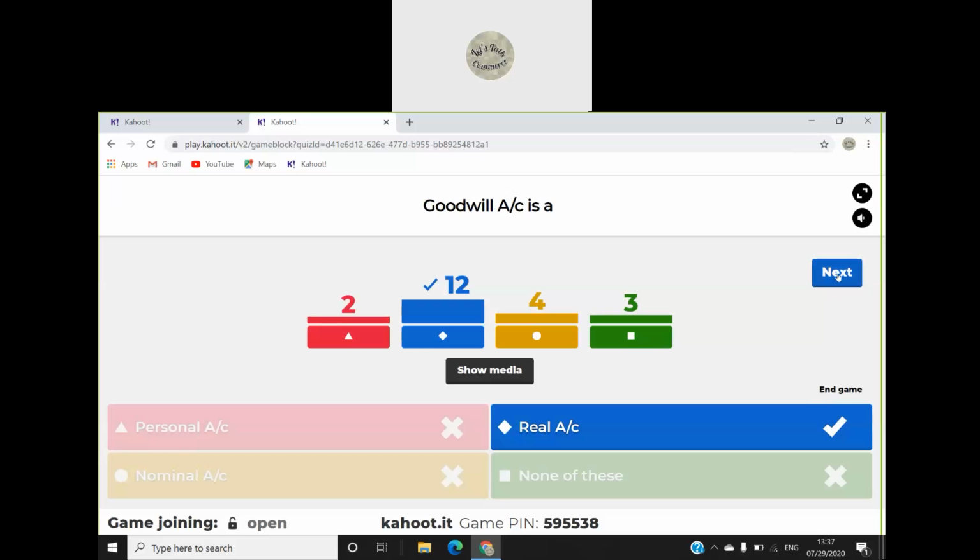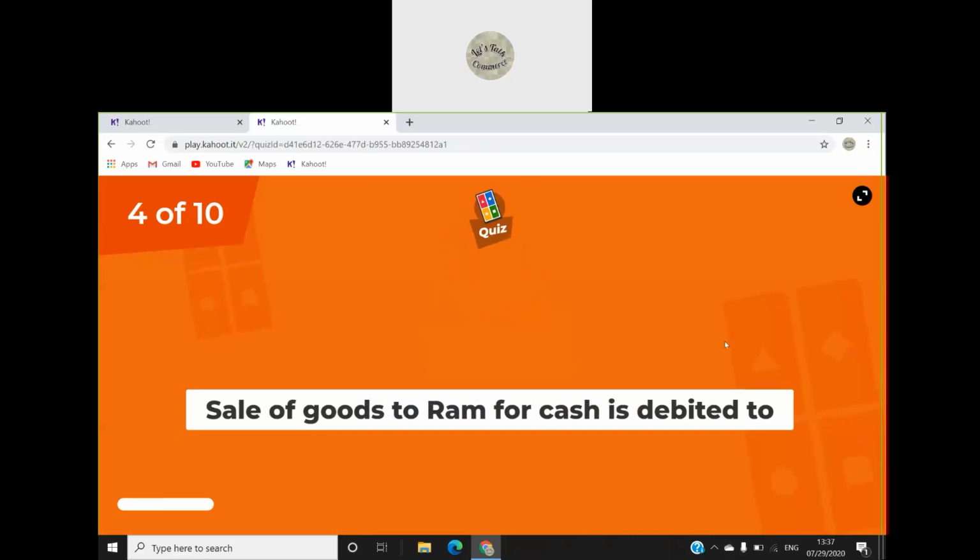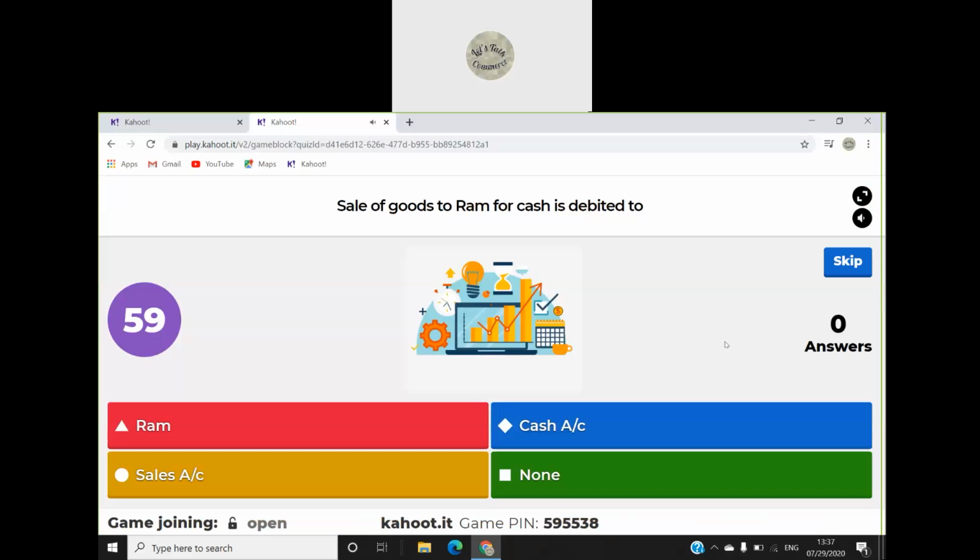Next question coming on your screen. So now the scoreboard is coming. Manya, Dhruv, Disha, Himanshi, and Aviral. Okay. Now next question. Best of luck to you, Raghav, and best of luck to all the other students. Next question coming on your screen. Sale of goods to Ram for cash is debited to. Frame the journal entry in your mind and then just click the answer which account should be debited.